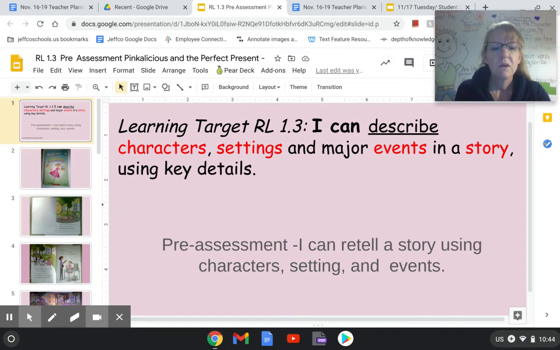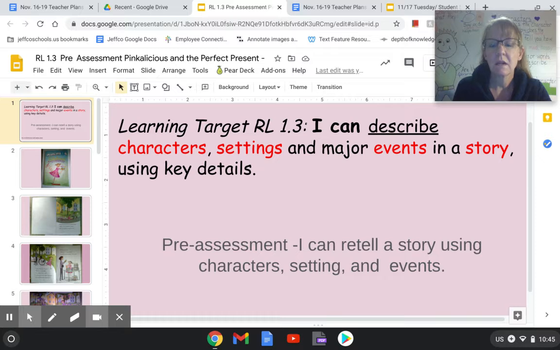Hi, first grade. We are going to start a new literacy unit, and it's all about character settings and the events that happen in a story. We want to find out what you remember from kindergarten about a five-finger retell. But first, let's look at our learning target.